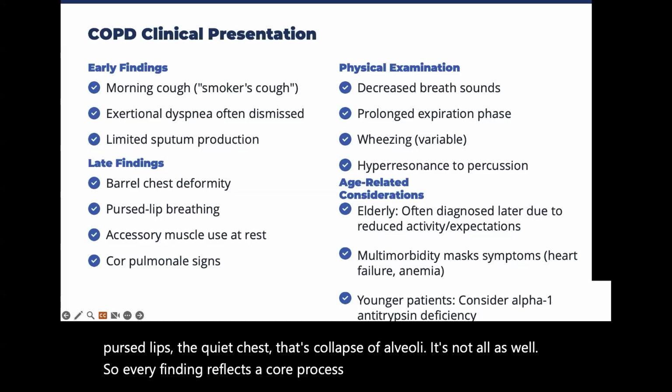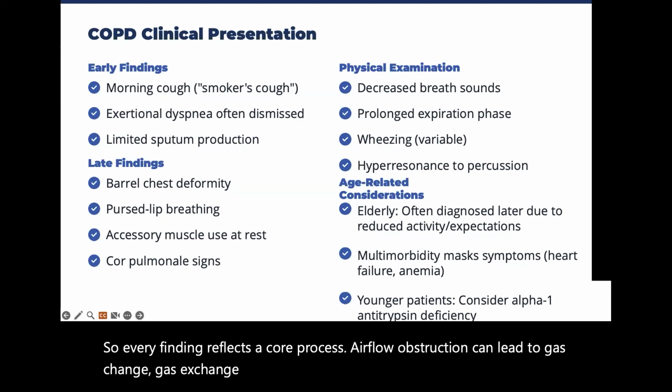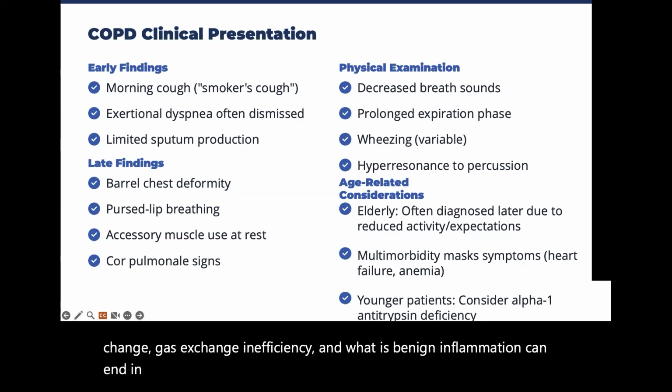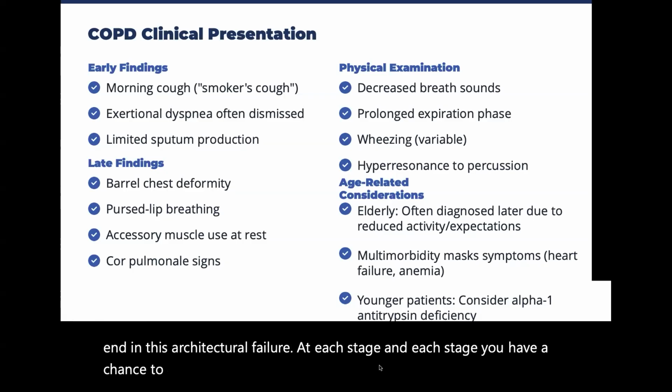Airflow obstruction can lead to gas exchange inefficiency. And what is benign inflammation can end in this architectural failure. At each stage you have a chance to intervene, but you need to know what you're doing.